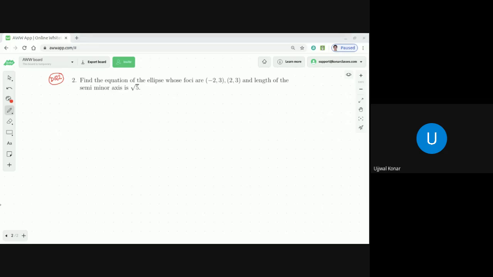What is the equation of the concerned ellipse? Rest, did you get it? Sir, x square by 9 plus y minus 3 whole square by 5 is equal to 1. Yes, sir, I got the same. That is exactly the correct answer. Very well done. Yes, sir, even I got the same.